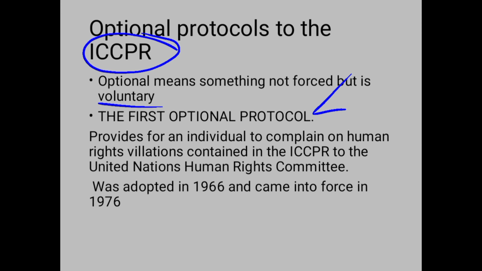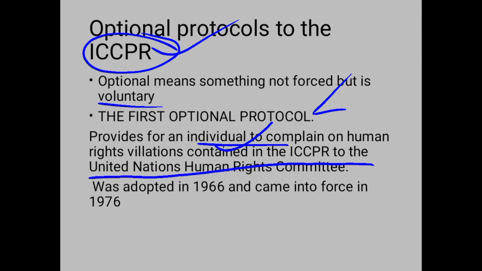Look at this. We have human rights in the ICCPR here. Now, for the first optional protocol, it provides for an individual like me here or you to complain if at all your rights have been infringed or violated. Now, where do you complain? You complain to the United Nations Human Rights Committee. You can complain to this committee that your rights have been violated. So the first optional protocol provides for that.